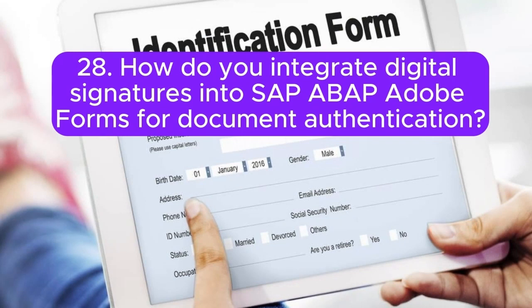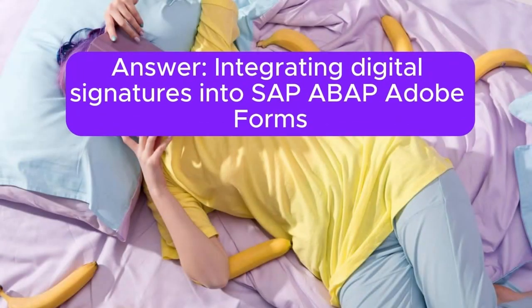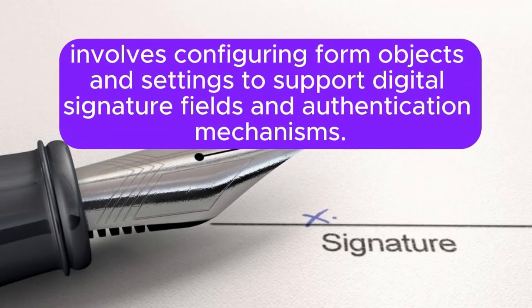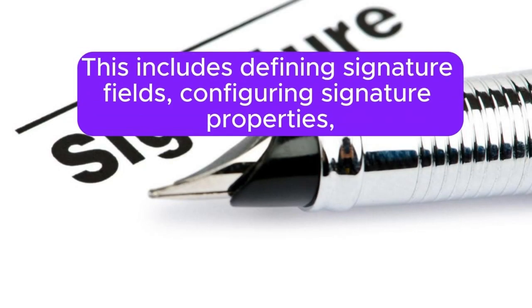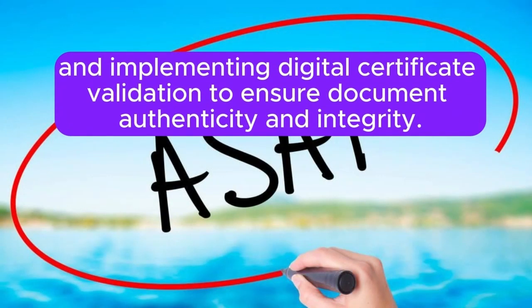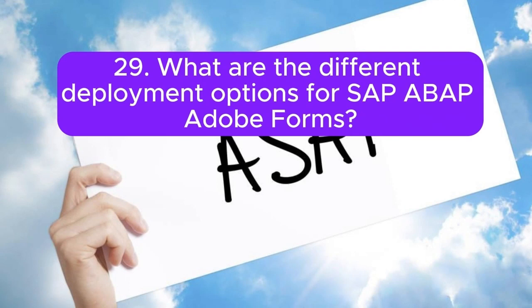28. How do you integrate digital signatures into SAP ABAP Adobe Forms for document authentication? Answer: integrating digital signatures into SAP ABAP Adobe Forms involves configuring form objects and settings to support digital signature fields and authentication mechanisms. This includes defining signature fields, configuring signature properties, and implementing digital certificate validation to ensure document authenticity and integrity.